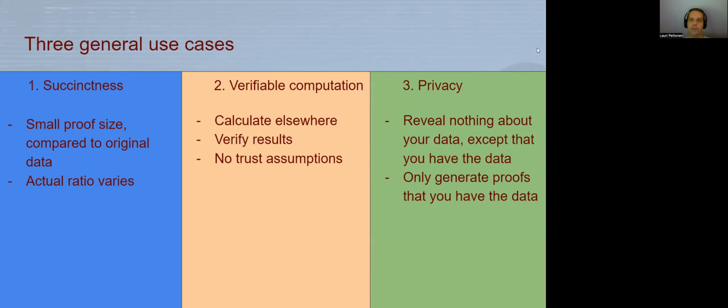And the third is privacy, which is, I think, the most interesting use case. It means that you don't want to reveal anything of the data or anything of the things that you are generating the proof on. So if it's maybe your password, you don't want to reveal your password, but you want to generate a proof that you have a certain type of password. Let's have a look at this a bit more in detail also later.